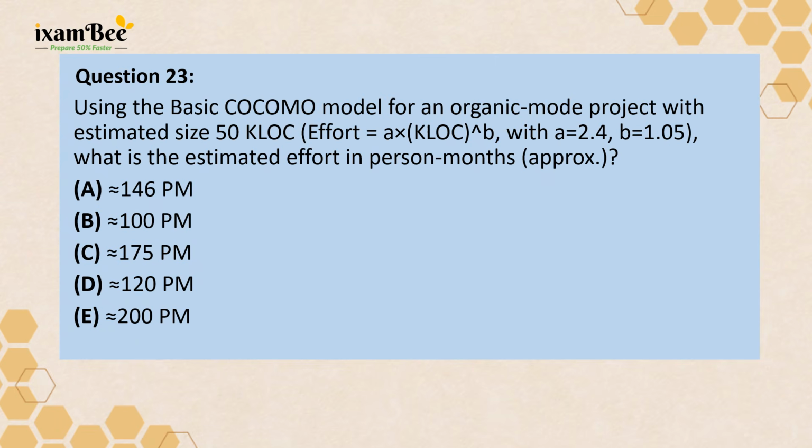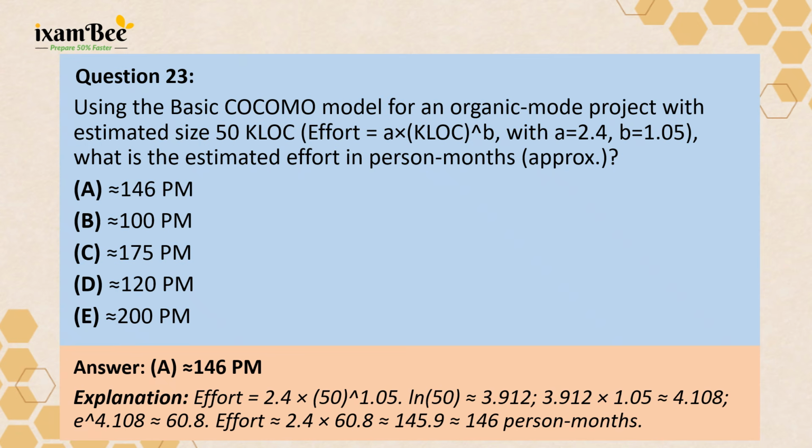So in this question, using the basic COCOMO model for an organic mode project with estimated size 50 KLOC, where effort is equal to A multiplied by KLOC to the power B, with A equal to 2.4 and B as 1.05, what is the estimated effort in person months approximately? Here, the correct answer is option A, which is approximately 146 person months.